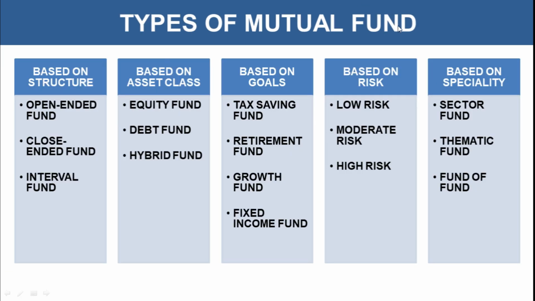Let's start with the types of mutual fund. So here we will be referring to 5 major categories of classification. First is based on structure. We will be learning about open-ended fund, close-ended fund and interval fund. Based on asset class, mutual funds are categorized as equity fund, debt fund and hybrid fund. Based on goals, we have tax saving fund, retirement fund, growth fund and fixed income fund. Based on risk, we can classify as low risk fund, moderate risk fund and high risk fund. Based on speciality, we will have sector fund, thematic fund and fund of fund. So we will be learning in brief about all these types of mutual fund.